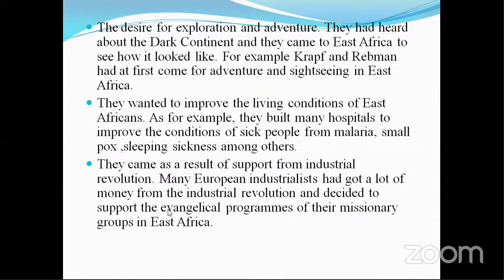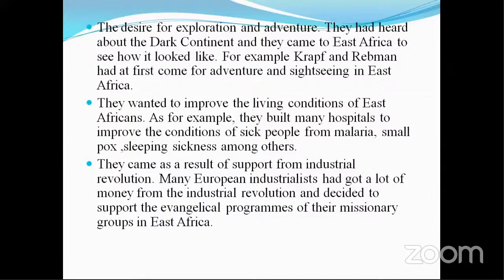They came as a result of support from the Industrial Revolution. Many European industrialists had got a lot of money from the Industrial Revolution, and they decided to support the evangelical programs of their missionary groups in Eastern Africa. Now, Industrial Revolution, one would like to know about that. What was it all about? Now, in Europe, they had got industries. When you go to Britain, for example, Britain got industries way back in 1775.